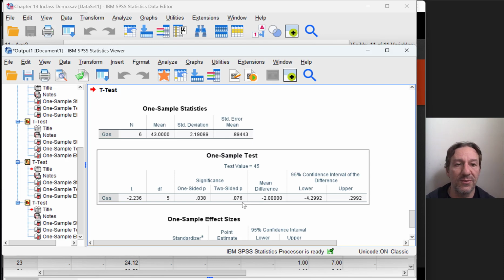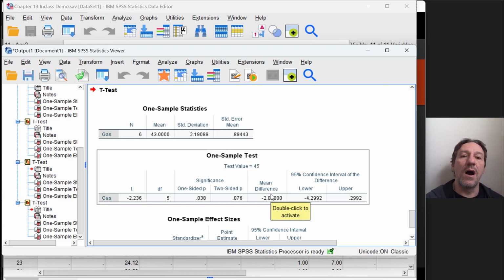Again, a cheater would say it was just a one-tail and redo the entire thing, but that's not the way you should do it. If you did have a theory that it would be less than 45, great, but if you don't have a theory, you have to pick one-tail or two-tail before you run the analysis if you want to be legitimate with it. The mean difference is 2. So we set a 45 and our mean turned out to be 43, so there's a mean difference of 2.